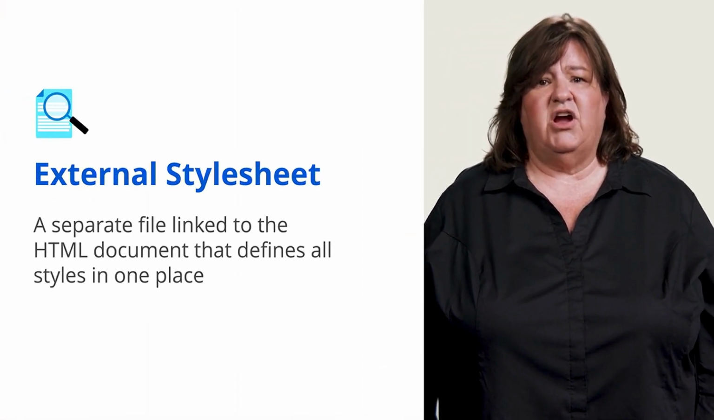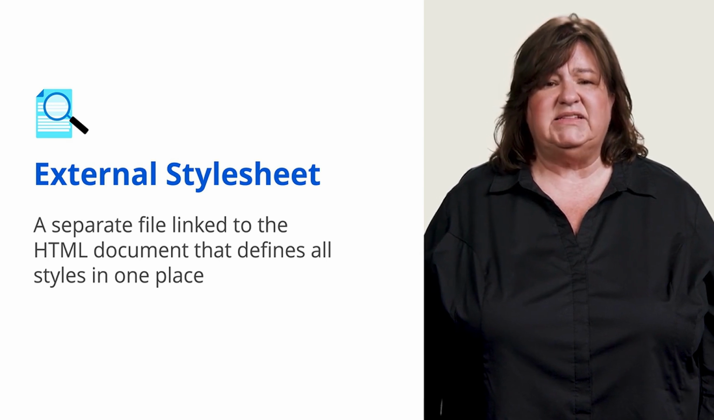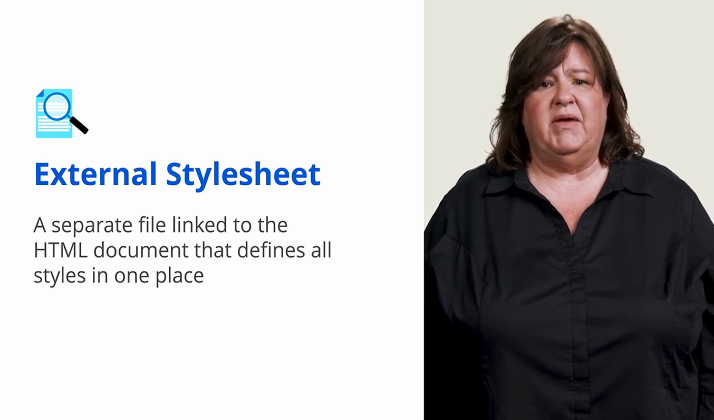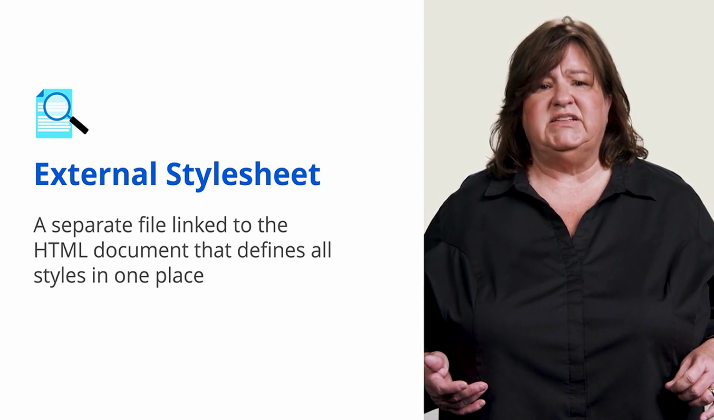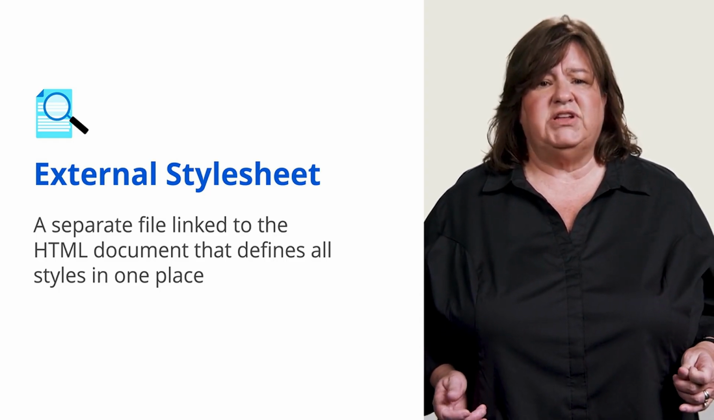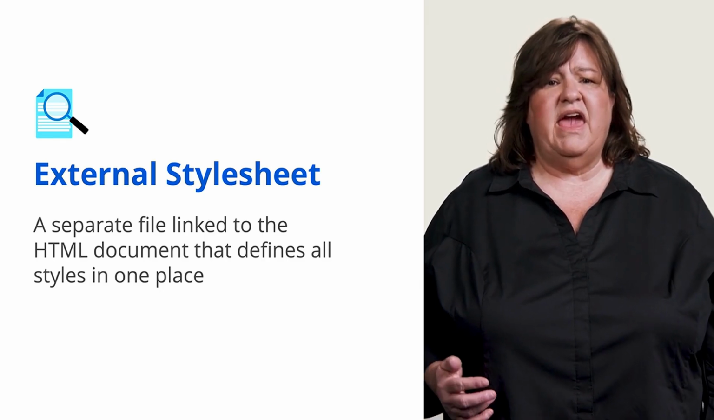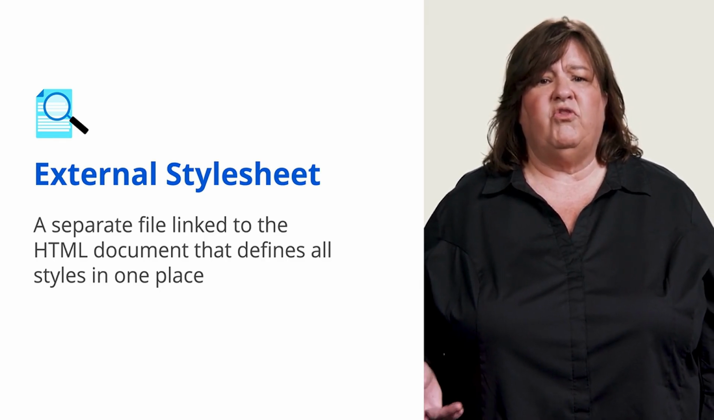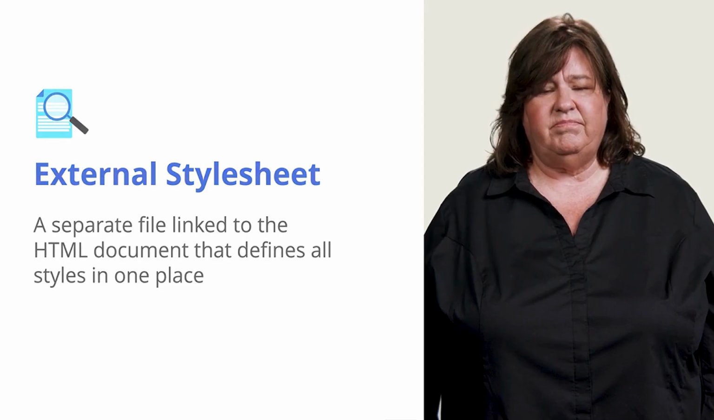To apply CSS to an HTML document, we have several methods: external, internal, and inline styles. Let's compare them. External style sheets are the most common method of applying CSS to an HTML document. You create a separate CSS file, link it to your HTML document, and define all your styles in one place. This is like having a universal wardrobe you can use for multiple web pages.